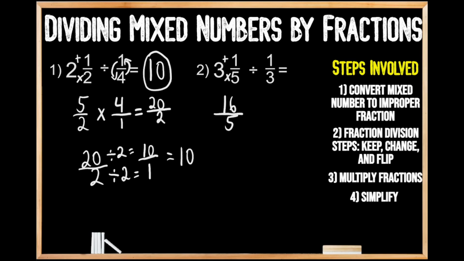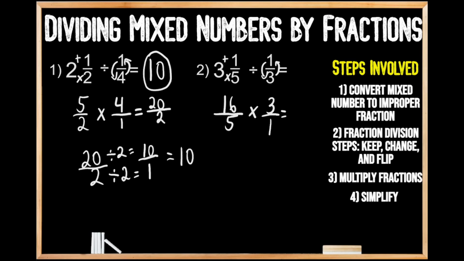So now we're going to move on to step number 2, where we're going to keep, change, and flip. So 16/5 is going to stay the same. We're going to change the operation here. So instead of dividing, we're going to be multiplying. And then we're going to flip our second fraction. So no longer will it be 1/3, it's now going to be 3/1.